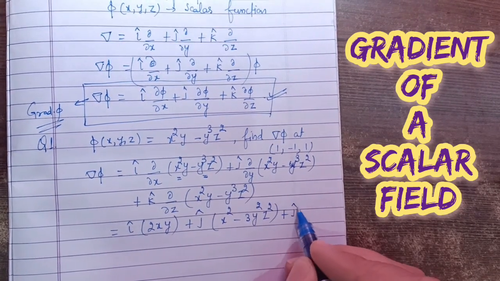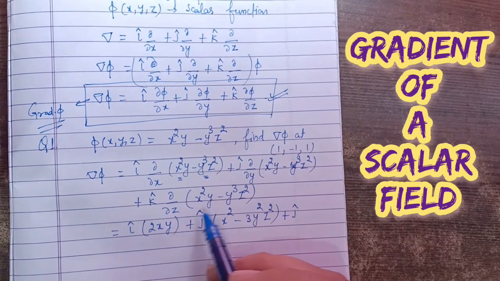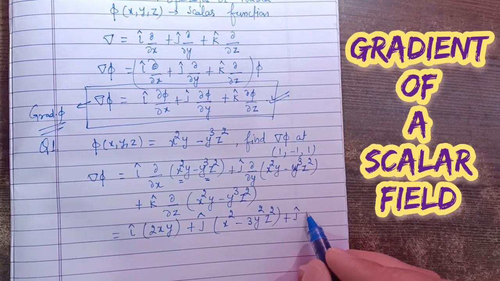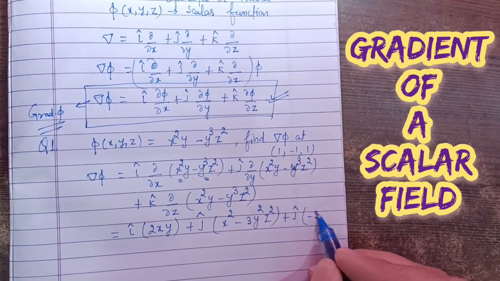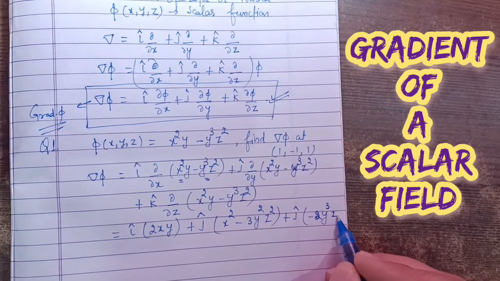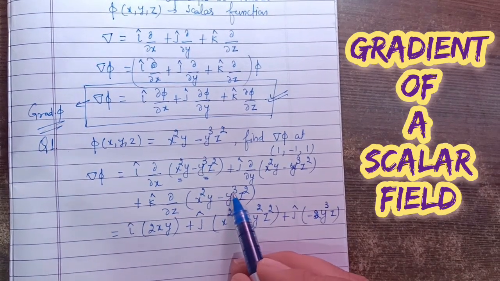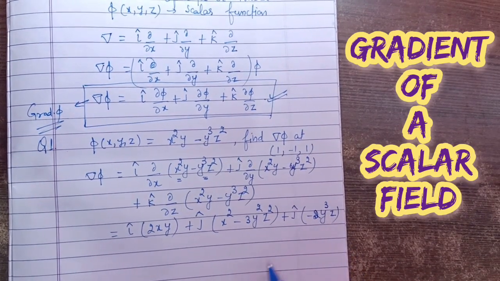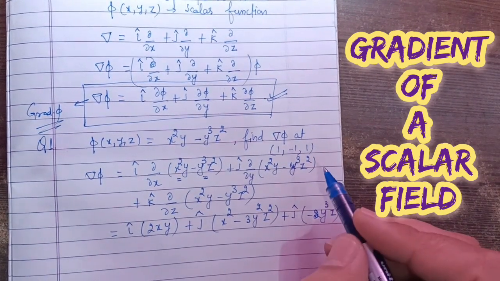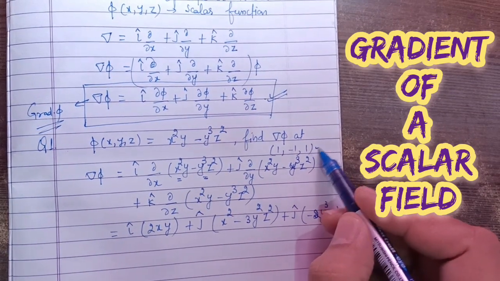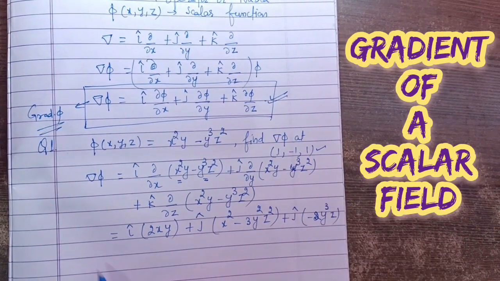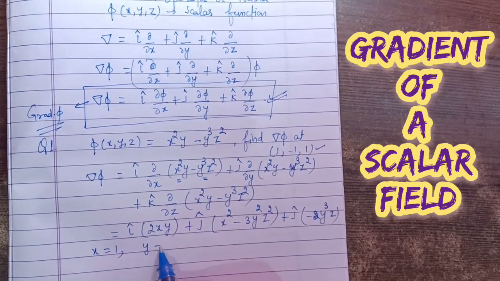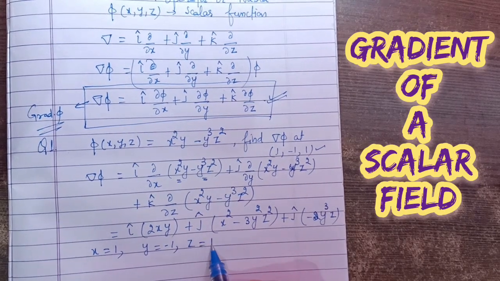And last one is k cap, it is del by del z of x square y minus y cube z square, so again first term is 0, so we are getting it as minus 2y cube z, because again y cube is constant and derivative of z square is 2z. But we have to find del phi at which point? 1, minus 1, 1. So what we put here now, we put x equal to 1, y equal to minus 1 and z equal to 1.